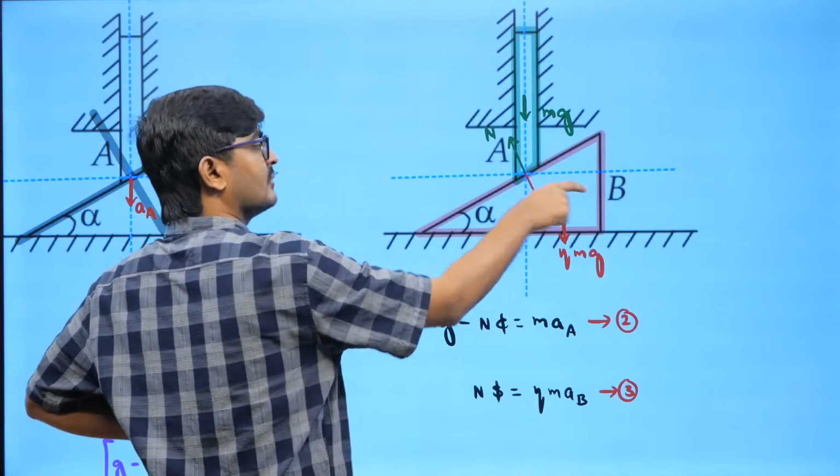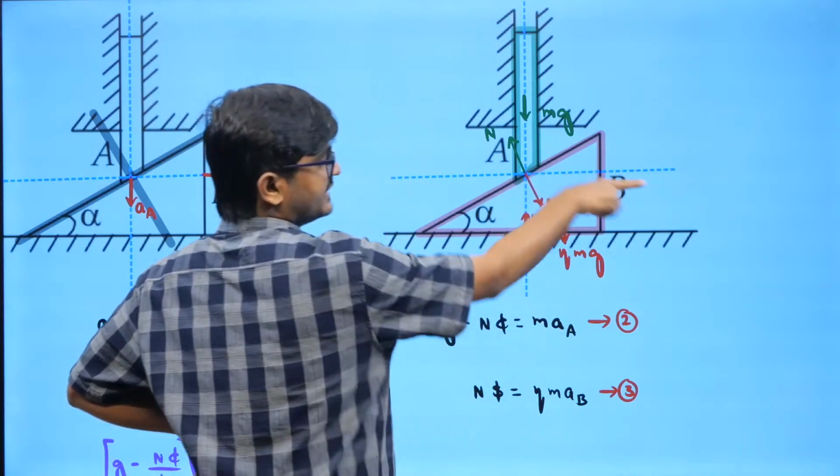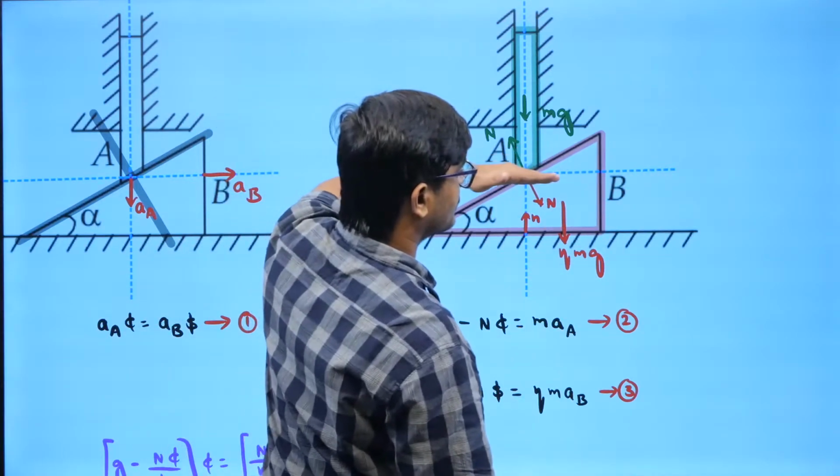Now for block B, wedge B will be going in this direction. So the normal's component is the only horizontal force.